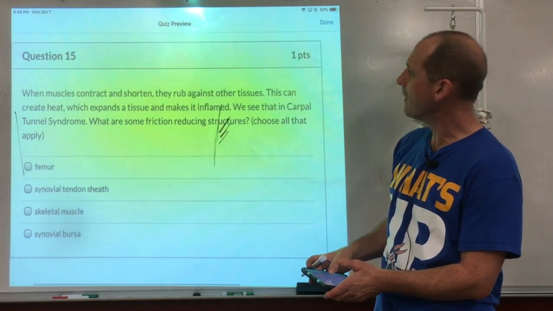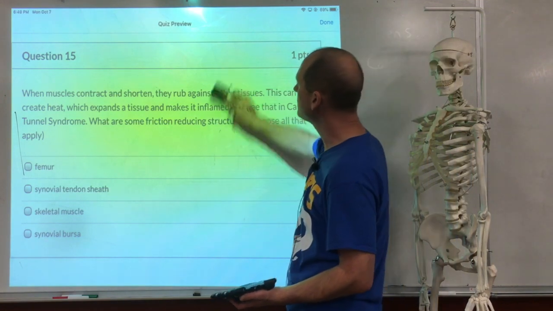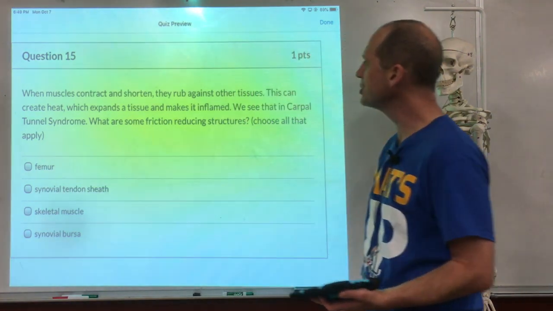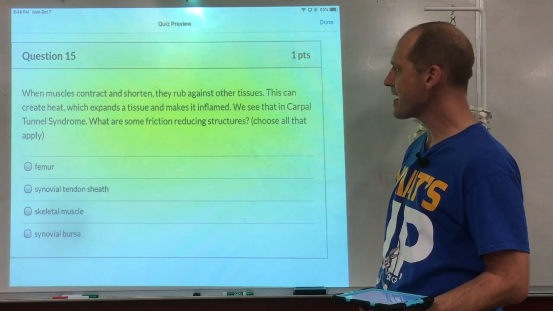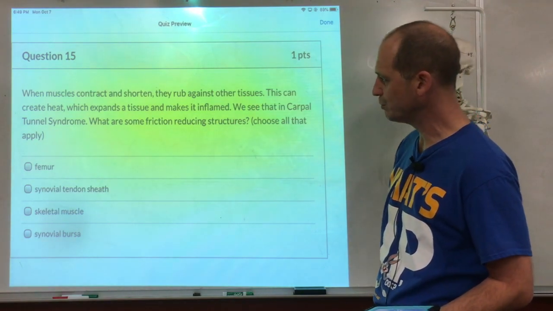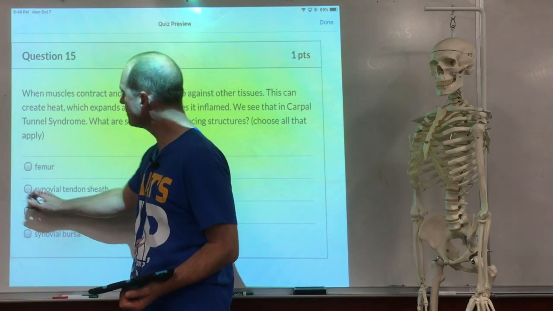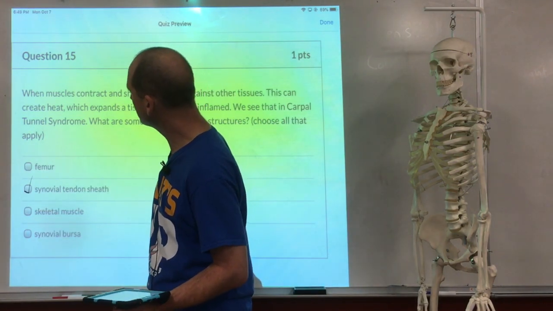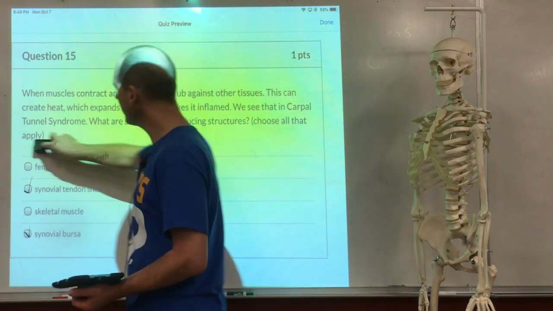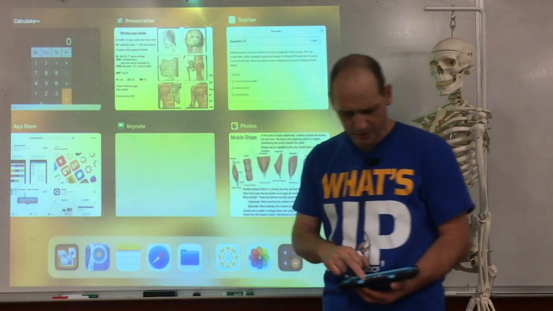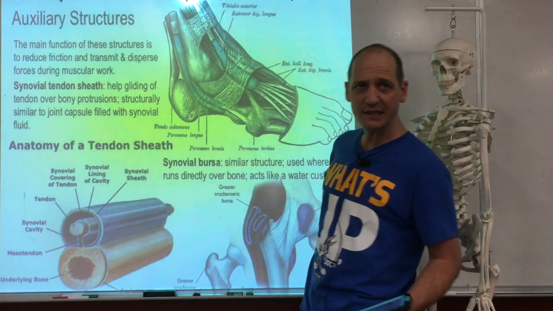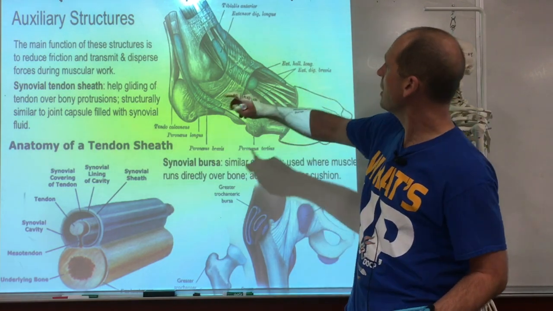Oh, look at that last one. When muscles contract and shorten, they rub against other tissues. This can create heat, which expands the tissue and makes it inflamed. We see that in carpal tunnel syndrome. What are some friction-reducing structures? That's the carpal tunnel one. And that's like bursitis. A lot of people get it in the butt area. Another one that I notice as we get older, when standing a lot, we get the bursitis here in the butt area from standing a lot.